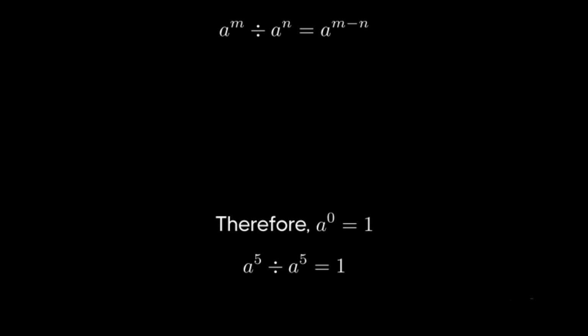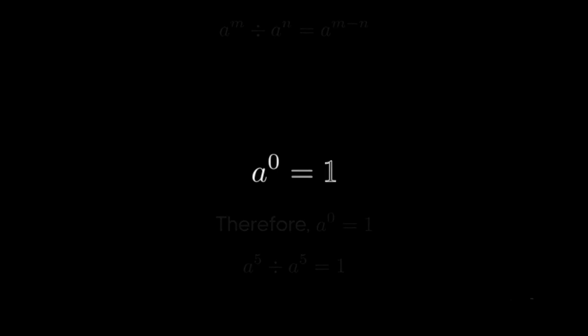But we also know from our division property that this same expression equals a to the power of 0. Since both expressions equal the same thing, we can conclude that a to the power of 0 must equal 1. This is true for any non-zero base. This is a fundamental rule in algebra. Any non-zero number raised to the power of 0 equals 1. Whether it's 2 to the power of 0, 10 to the power of 0, or even complicated expressions like the quantity x squared plus y squared to the power of 0, they all equal 1.